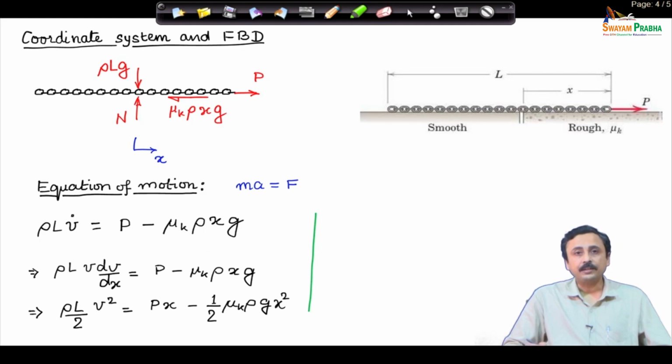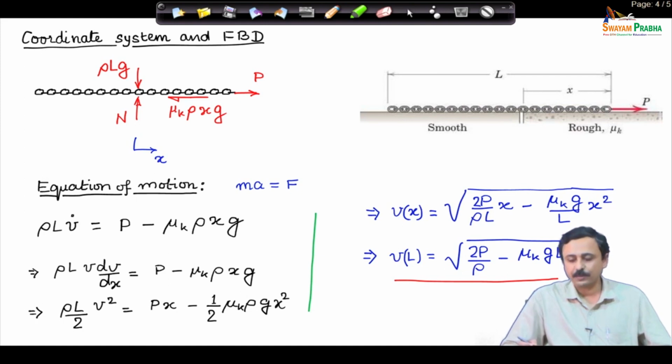and there is an initial condition. At x equal to 0, the chain started from rest, and you can check that the constant of integration in this particular case is 0, because the chain starts from rest at x equal to 0. You can see that when x is equal to 0, velocity must be 0.